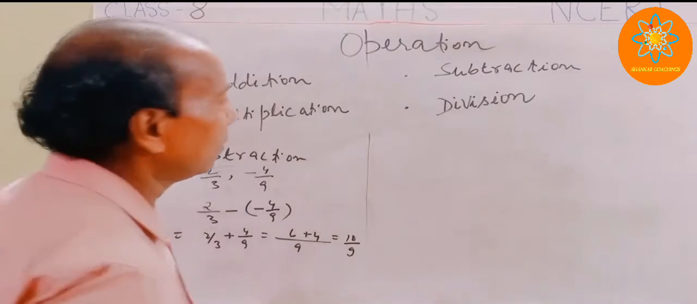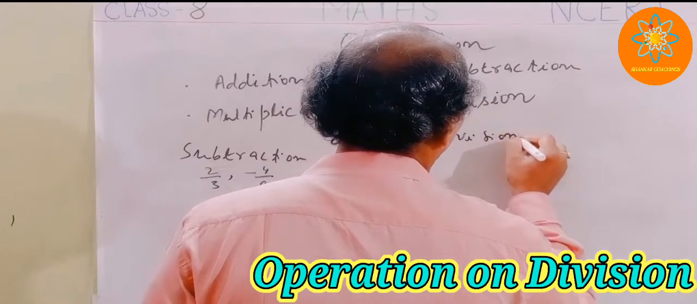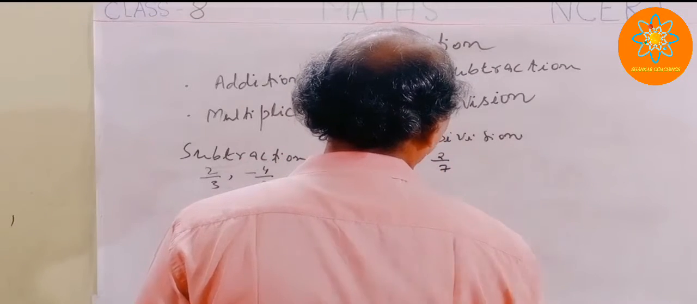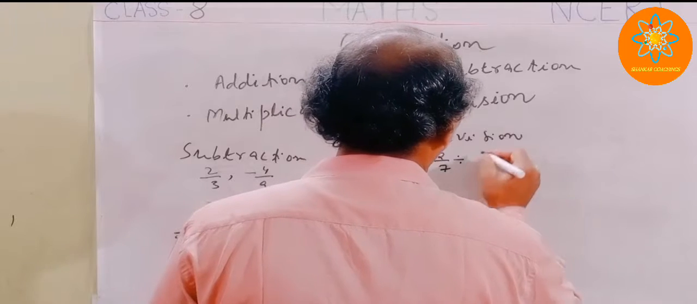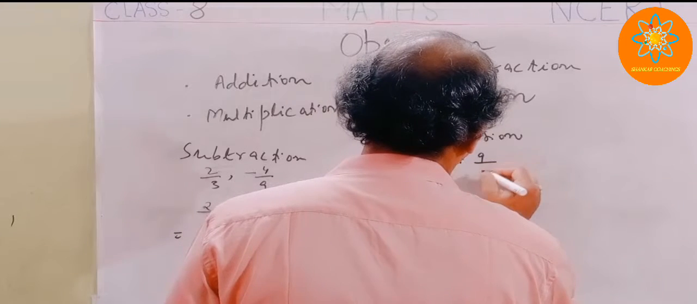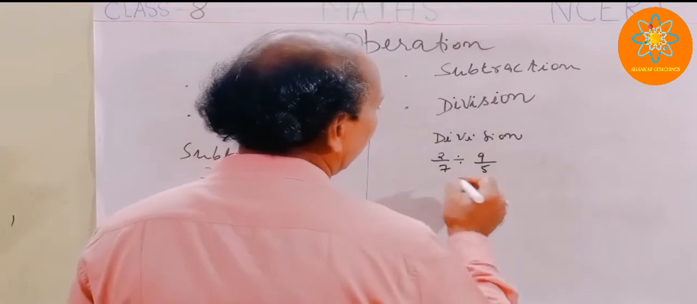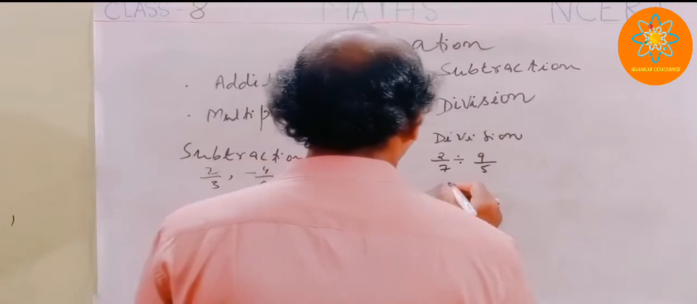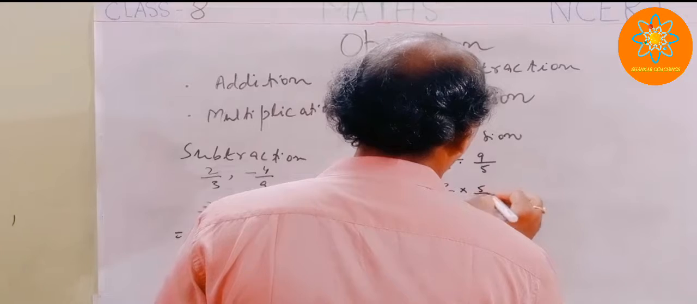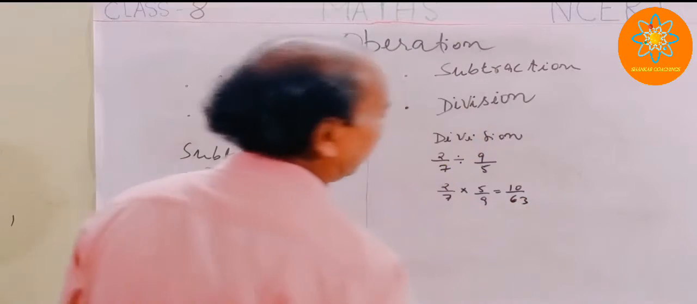So this is the simple process for subtraction. Similarly, how do we solve the division case? Let's suppose I have two numbers, 2 by 7, and I want to divide it by 9 by 5. It is nothing but 2 by 7 into 5 by 9, that is 10 by 63.